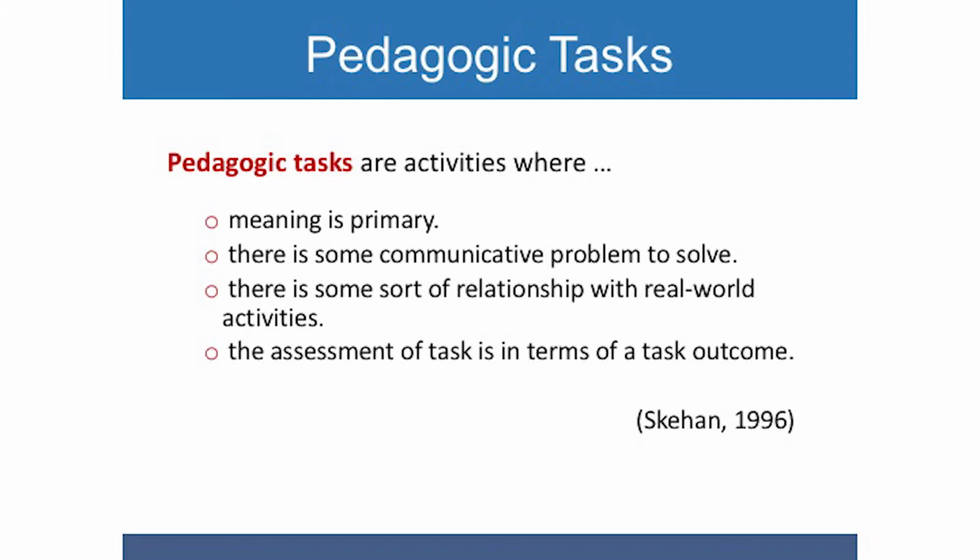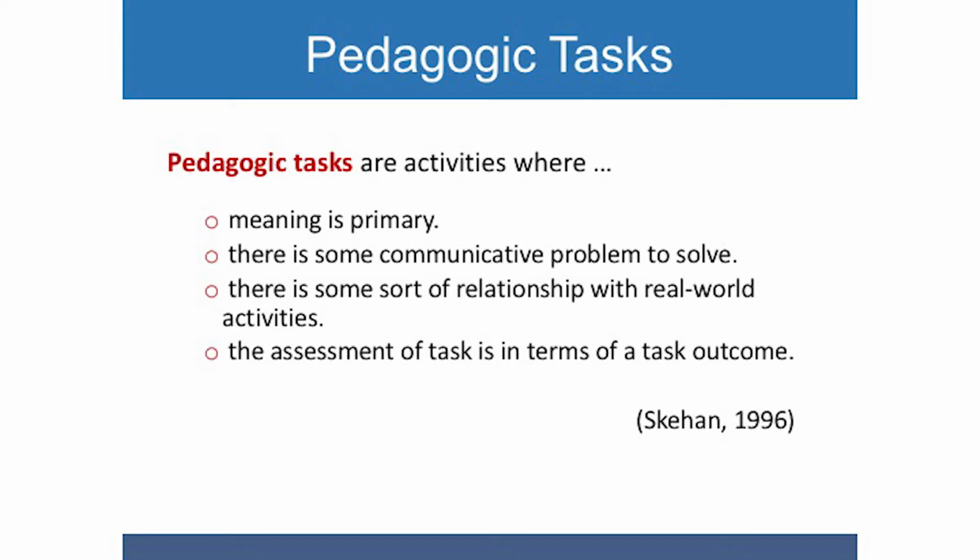The second characteristic of tasks that Skehan mentions is that there is some communicative problem to solve. In the literature, this is also referred to as having a gap, for example, an information gap or an opinion gap between the communication partners. In the case of the MAP task, there is a clear information gap. One of the language users knows the directions towards the British Museum, whereas the other does not.